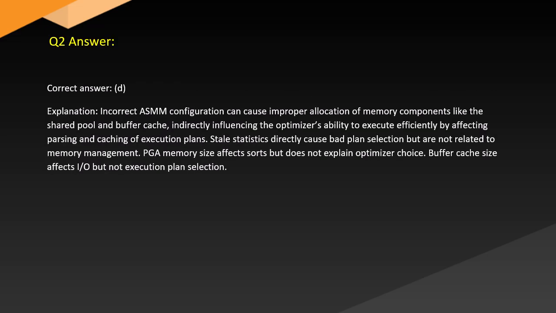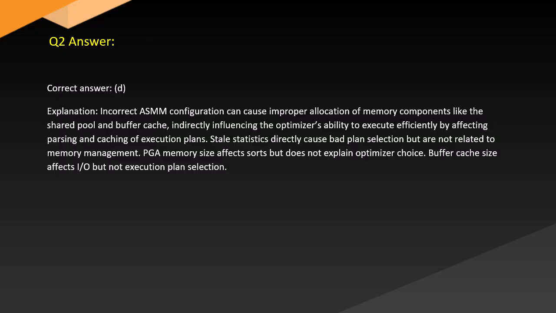Answer. Correct answer: D. Explanation. Incorrect ASMM configuration can cause improper allocation of memory components like the shared pool and buffer cache, indirectly influencing the optimizer's ability to execute efficiently by affecting parsing and caching of execution plans.